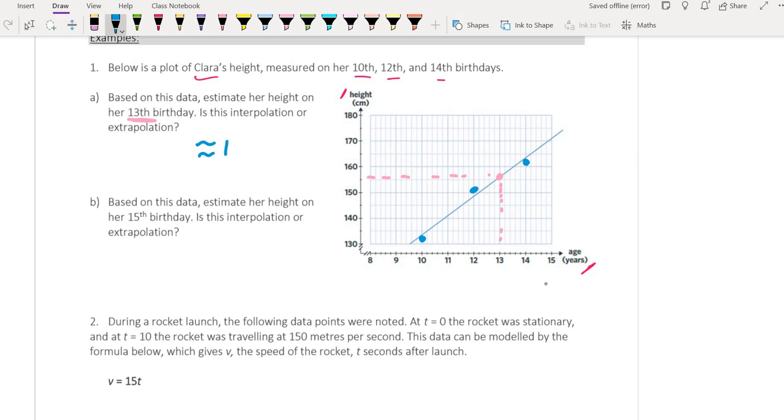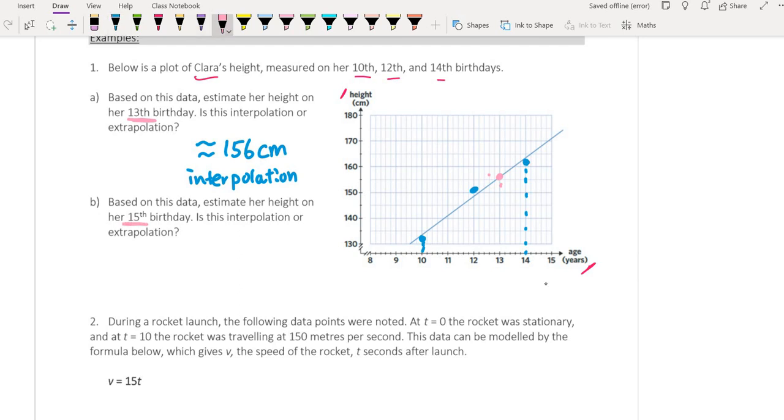This double squiggly line represents an approximation. So it's not actually equal to 156, but roughly around that point. And this is an interpolation because we're making a prediction within the data that's given to us. The data that's given to us starts at when she's 10 and it ends at when she's 14. So any predictions we make within these years is going to be an interpolation.